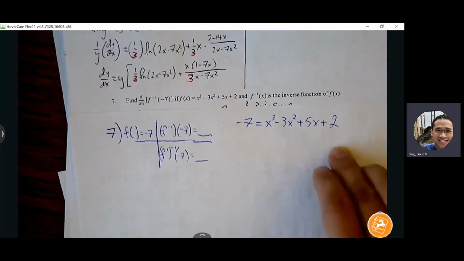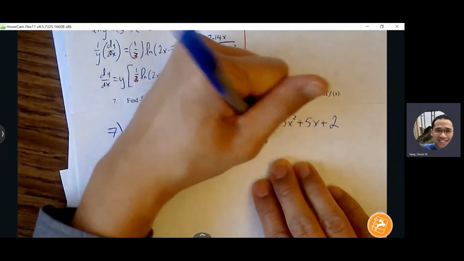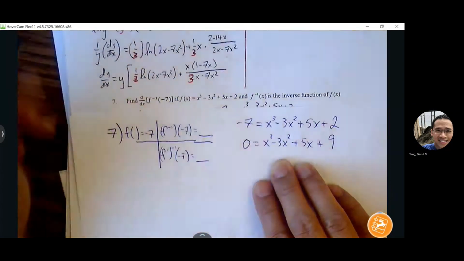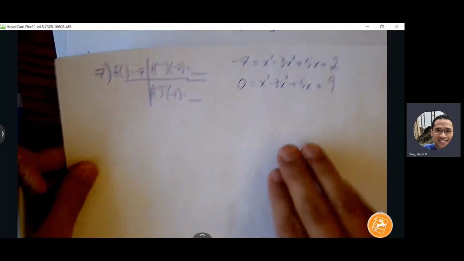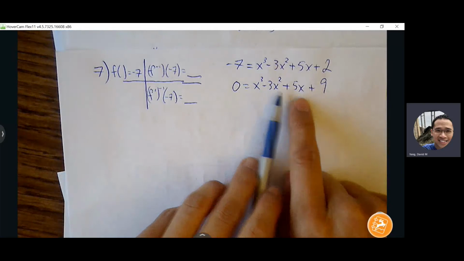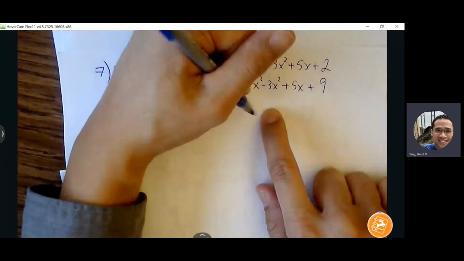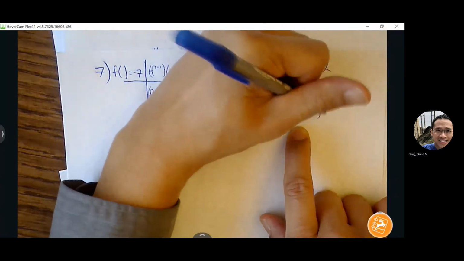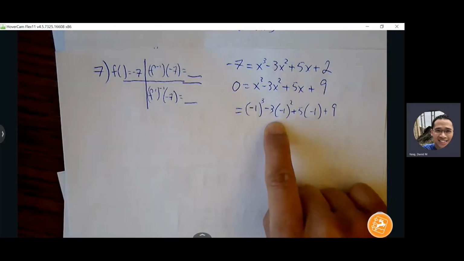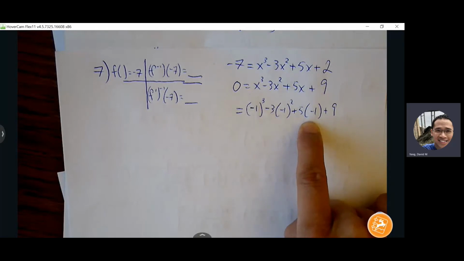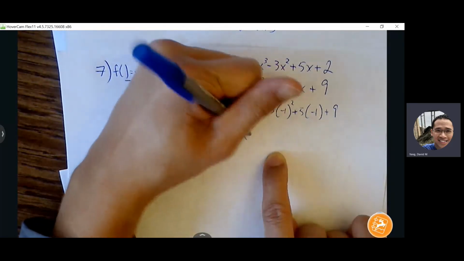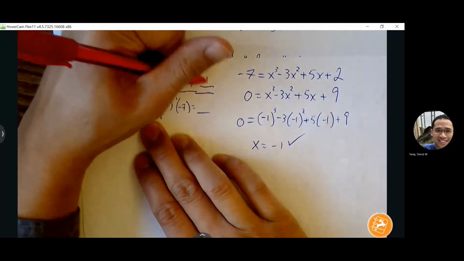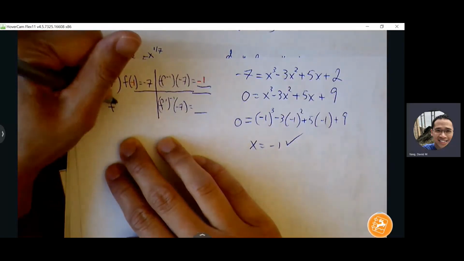Okay, guess and check our way to the x value. So we try different values here. 1 minus 3 plus 5 plus 9 doesn't equal 0. But if I did -1, I get -1 minus 3, it's -4. -4 minus 5 is -9. -9 plus 9 is 0. So that works. So -1 is the key that allows us to move forward.